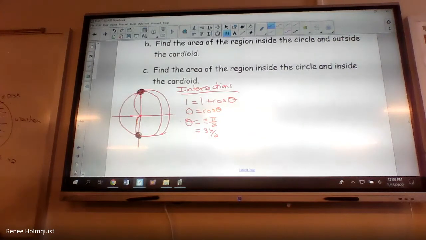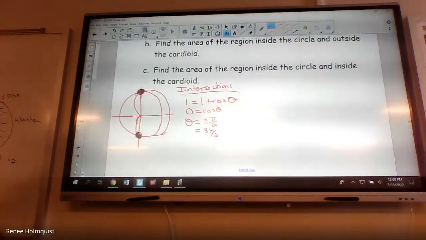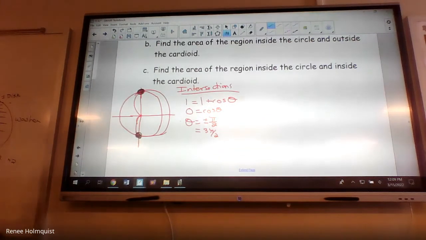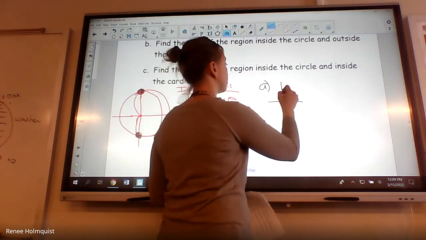Okay, on A, it says find the area of the region outside the circle and inside the cardioid. So this is going to be a very rough sketch, so no judgment. We're going to find this area.